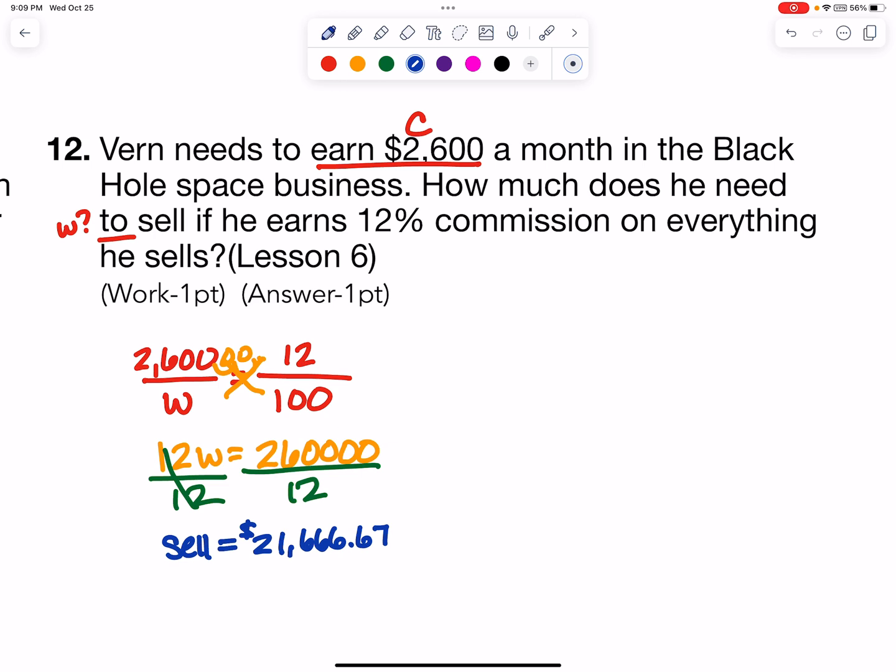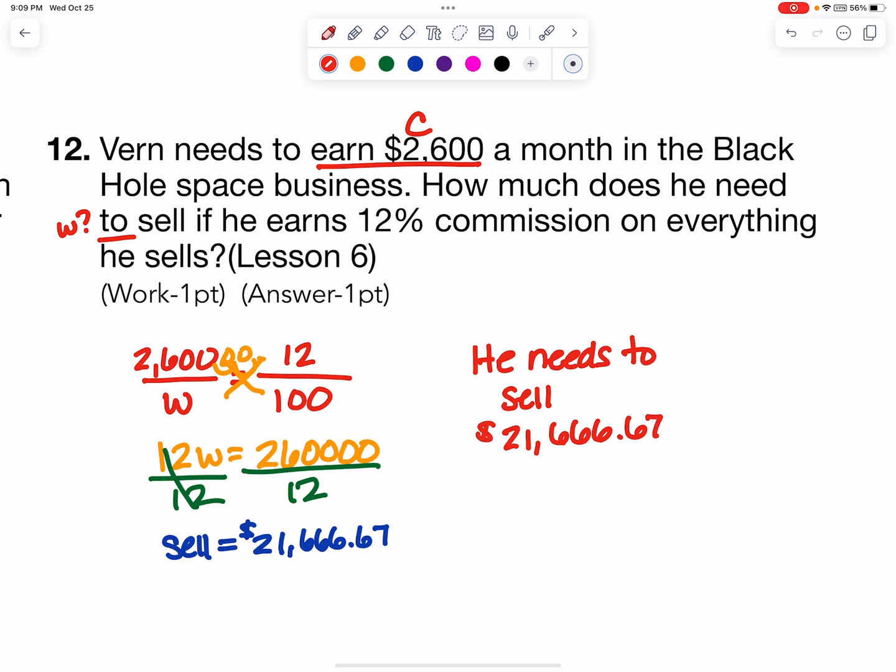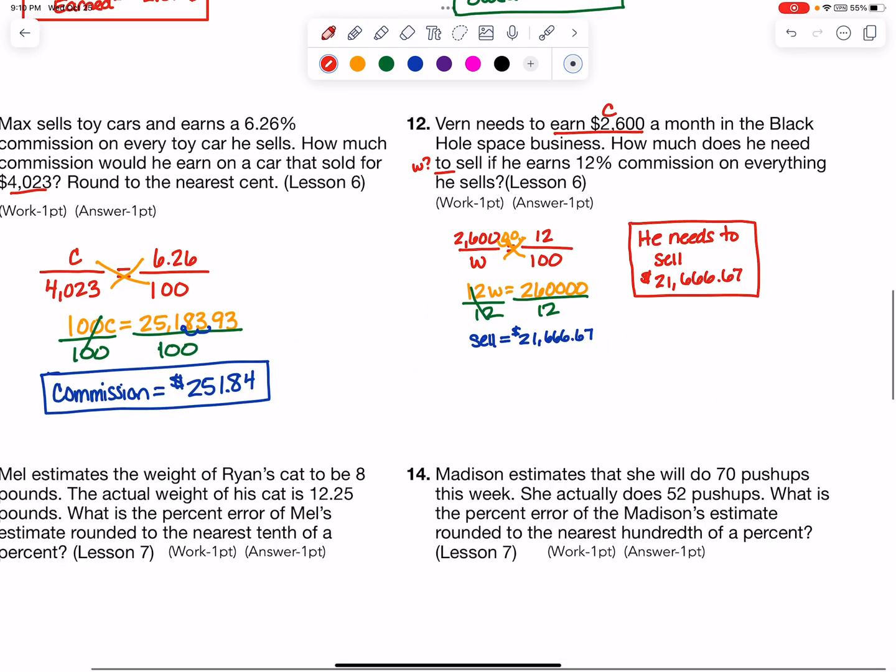Holy moly. All right, so let's answer the question. How much does he need to sell? He needs to sell $21,666.67 worth of black hole space business in order to earn his commission of $2,600 a month. Well, good luck, Vern. I hope you succeed.